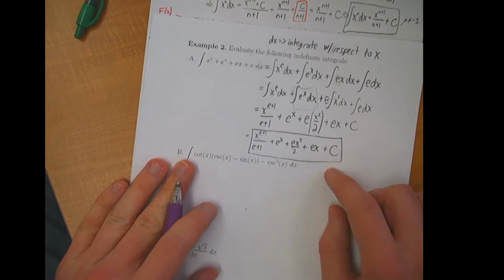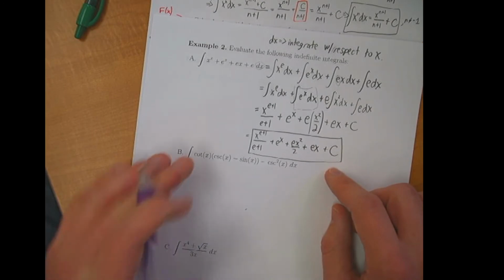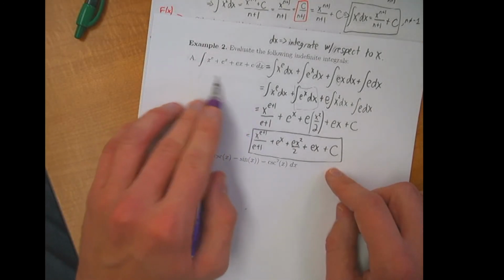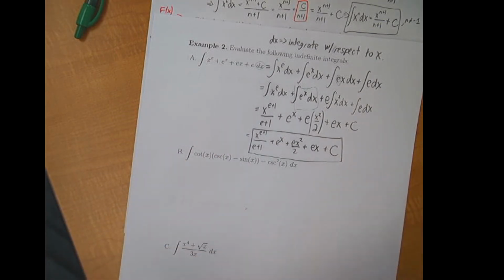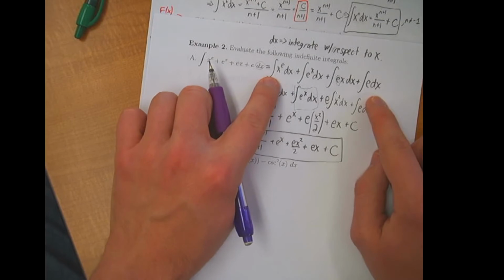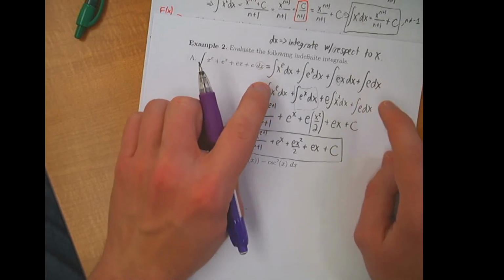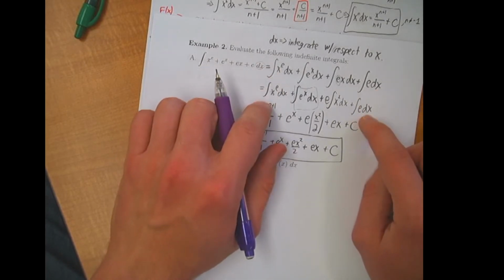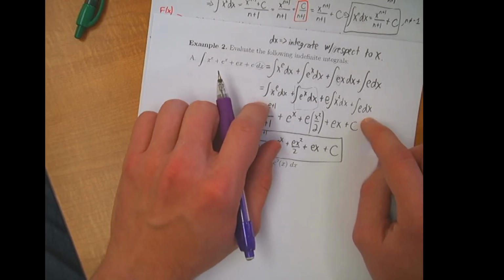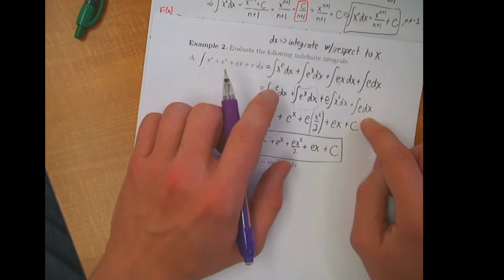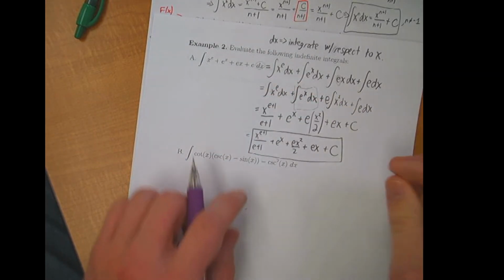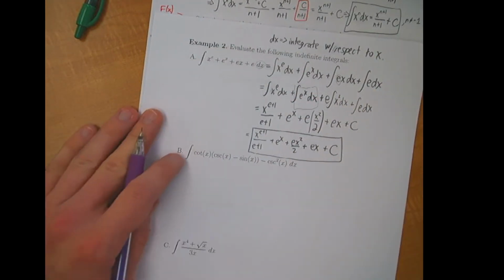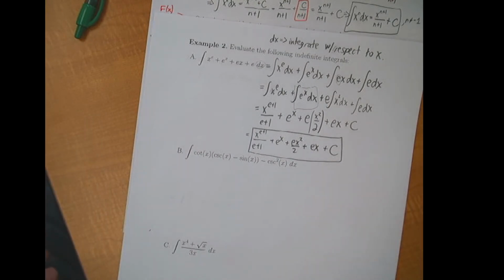So that's example A. So at first, it definitely looks daunting because we have a bunch of terms that look similar to each other. But if you just break it down into each individual term, look at it as it stands and say, all right, which antiderivative rule do I need to work with here? That helps us get the antiderivative of each individual term. Once I see that, I just apply the rules as I see them and then move from there. So that's part A. So any questions on that part?